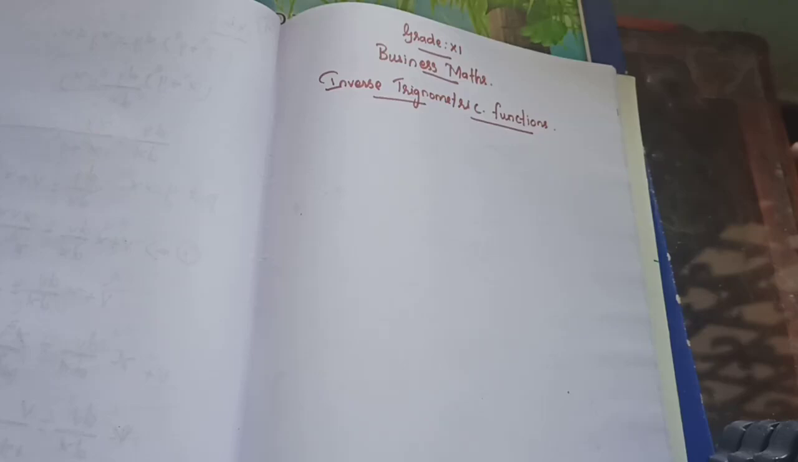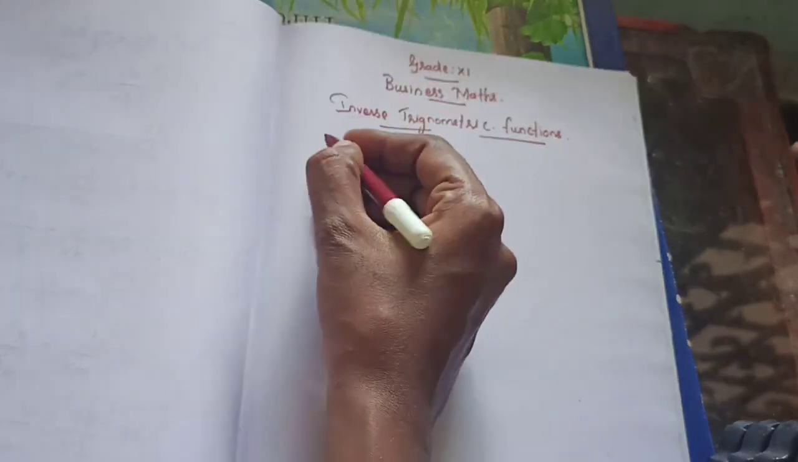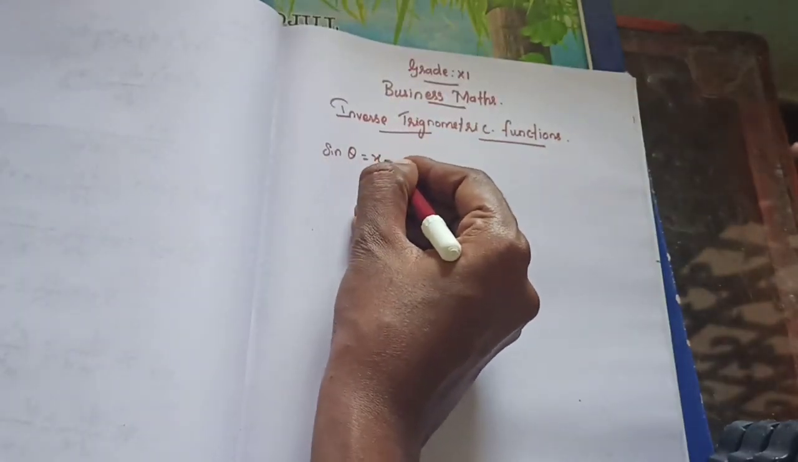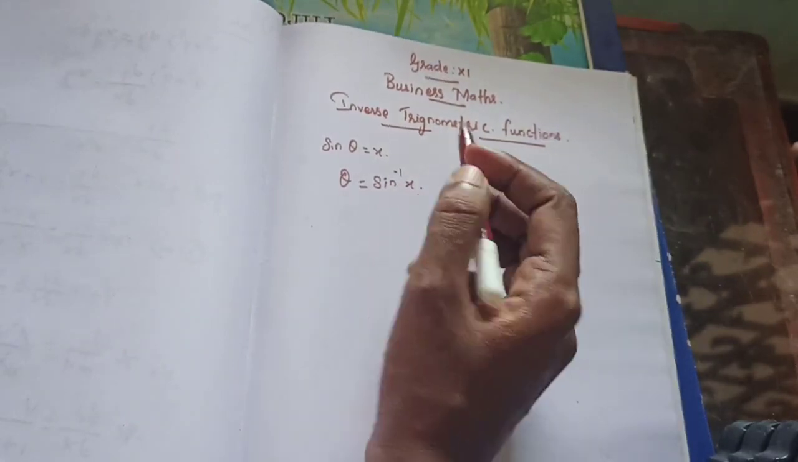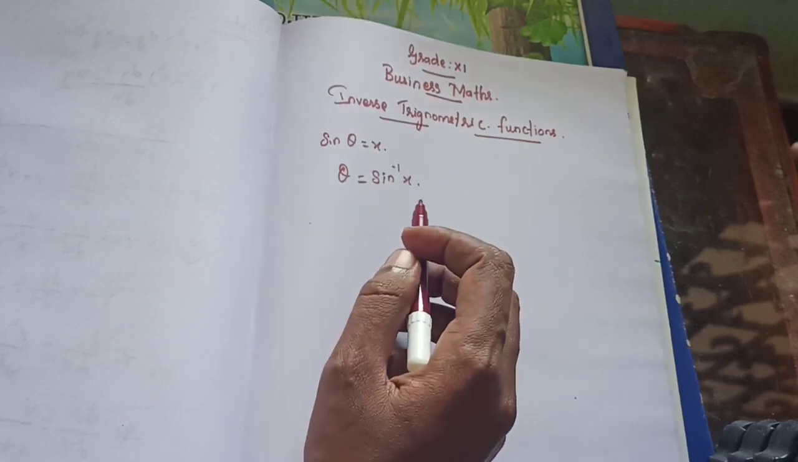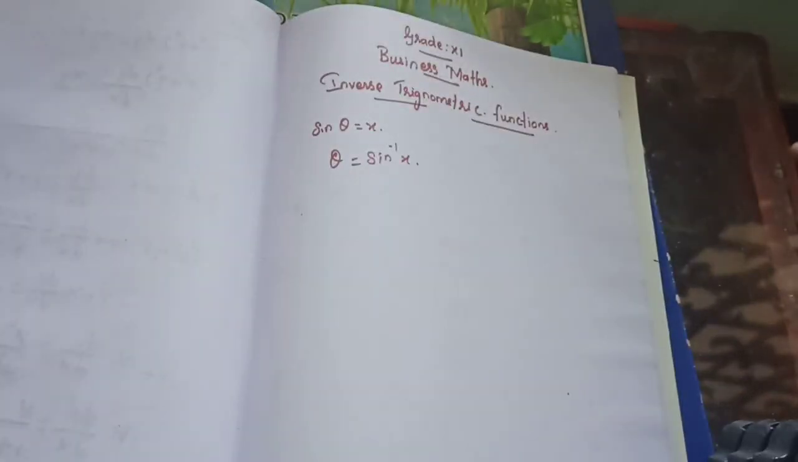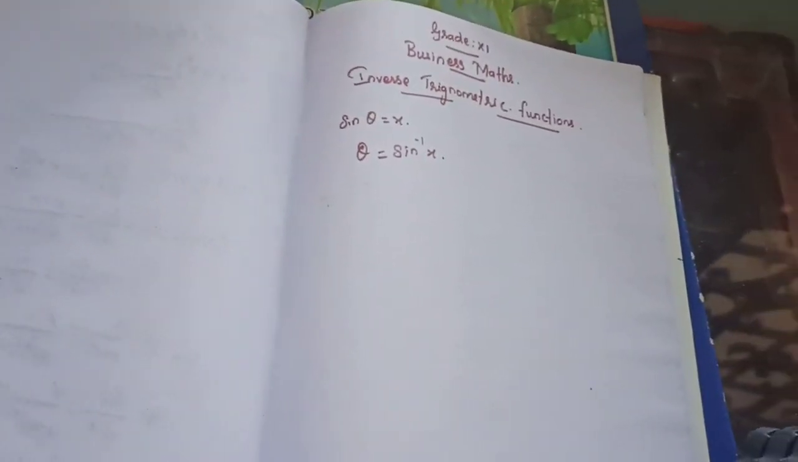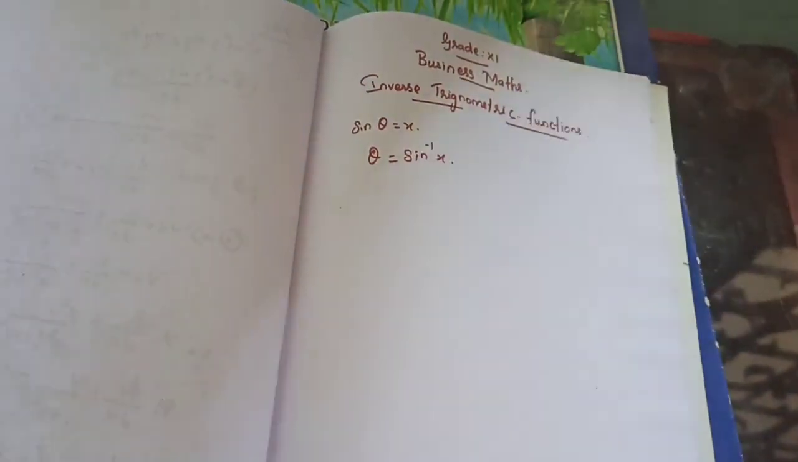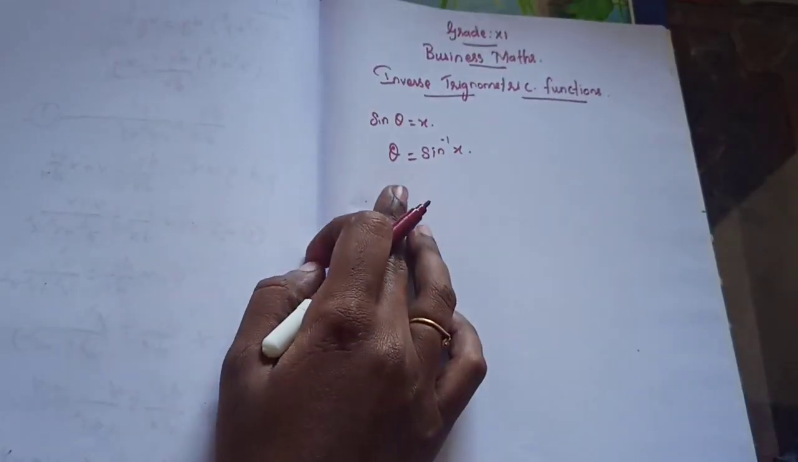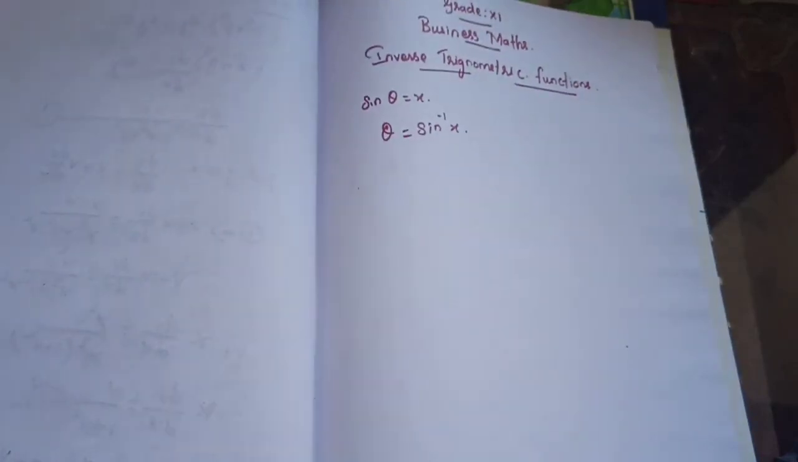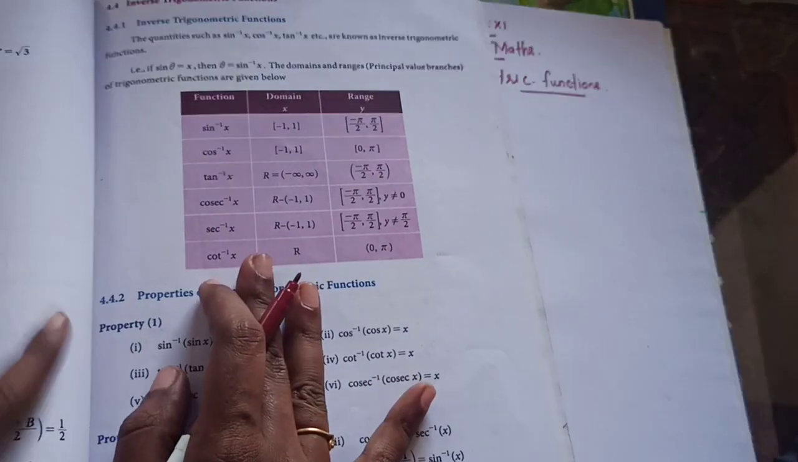Secant theta equal to x. If it is sin theta equal to x, when you are taking the theta value, it will change as inverse. That's the meaning. So theta equal to sin inverse of x. Understand? So it's an inverse function. In your book, whatever your page numbers are, take your book and look at the inverse trigonometric functions.